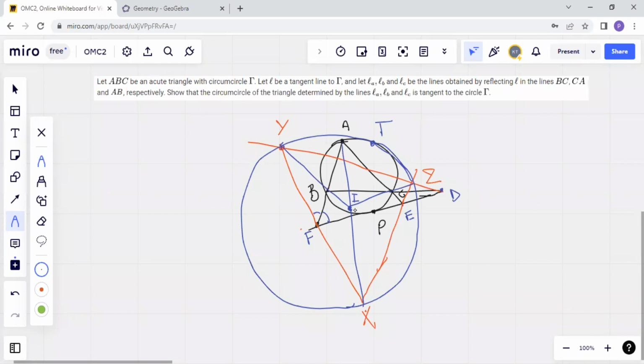Just do angle chasing. Basically, A is the excenter of triangle XFE. So angle FAE is equal to 90 minus angle FXE over 2. And angle YIZ is equal to 90 plus angle YXZ over 2.